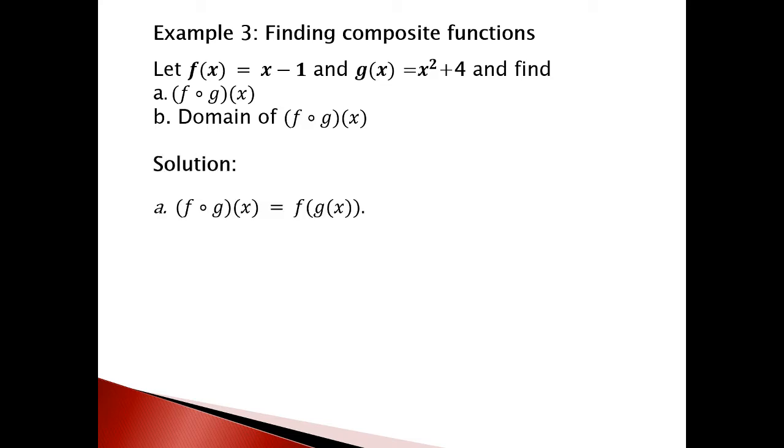So let's move to the solution. We know from the definition that f composed with g of x is equal to f of g of x. Here we need to substitute g of x, which is x squared plus 4, in the place of x in f of x. It is simple as that. What you should do is substitute x squared plus 4 in x minus 1. That's all you have to do.